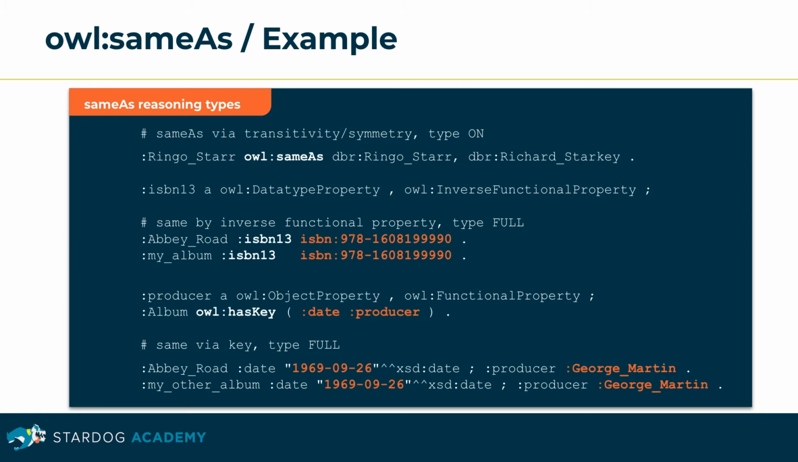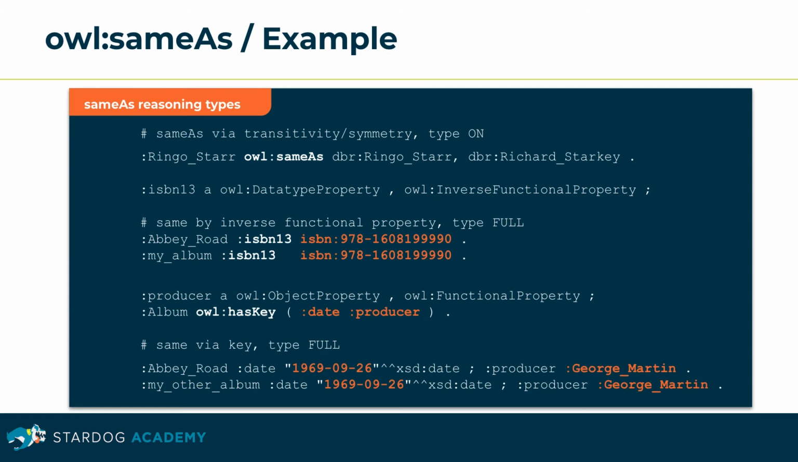In the second example, the resources Abbey Road and My Album are inferred to be equivalent because they share the same global unique ISBN identifier. In the last example, a composite key is defined by the class Album, assuming the combination of the release date and producer will uniquely identify its instances.